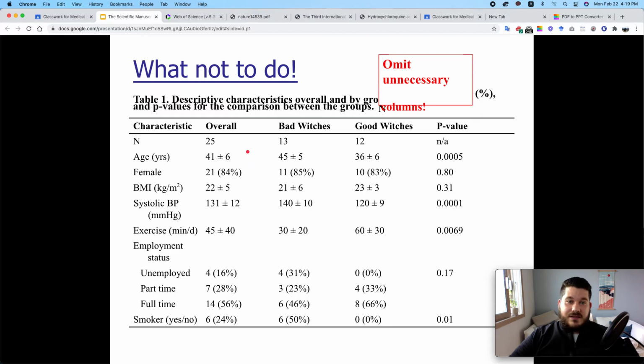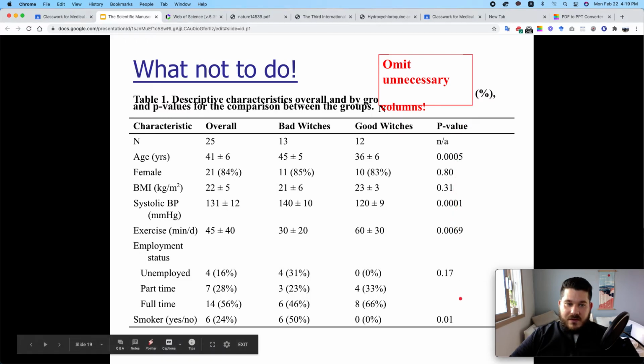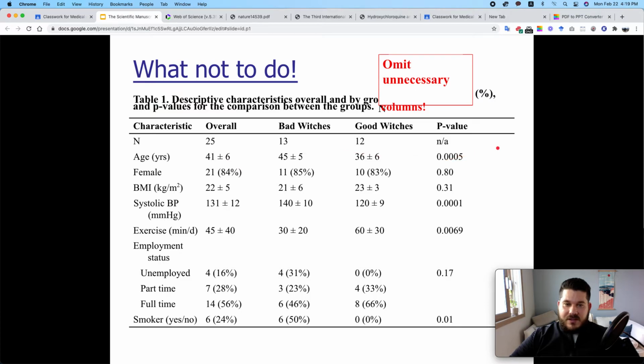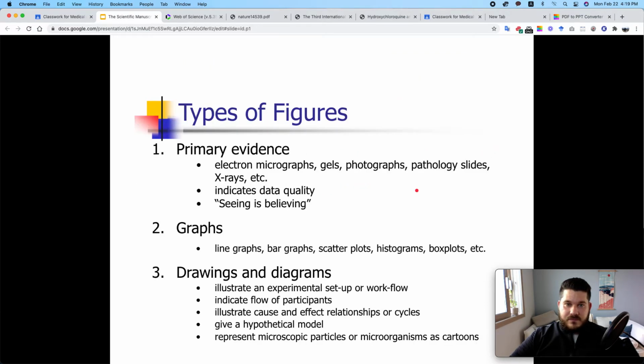So here's what not to do. In this case here, we have an unnecessary column here because we have the overall, we have the bad witches, the good witches, and the p-value here. All right. So we probably wouldn't need to show all that information. We might need to just show the bad and the good witches and the p-value.